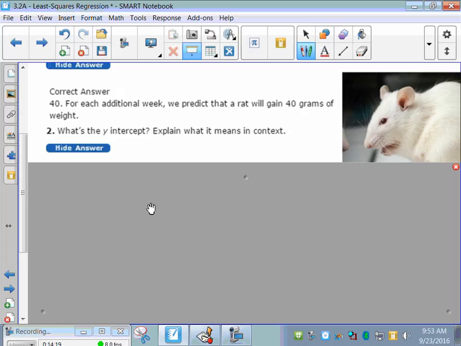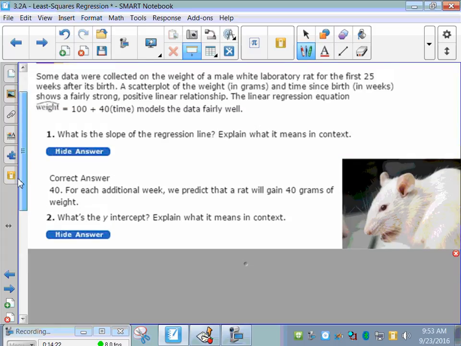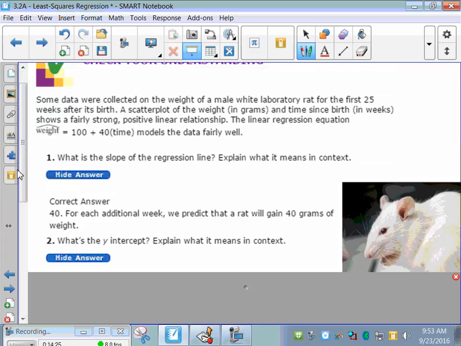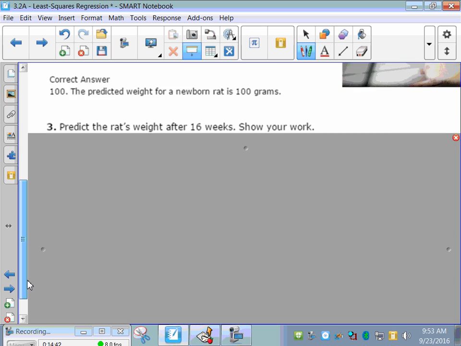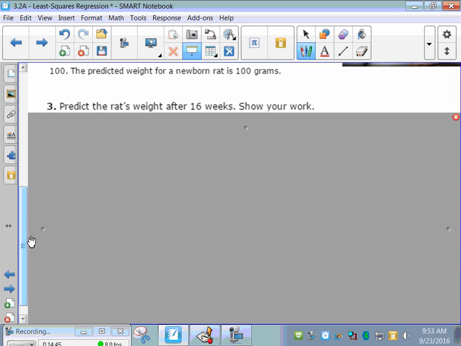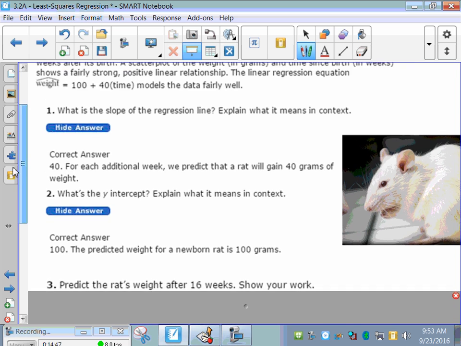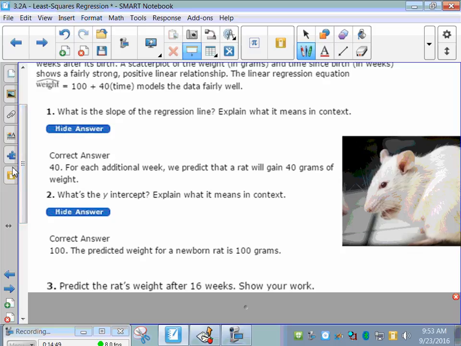What's the y-intercept? Charlie, what's the y-intercept? And explain what it means in the context of the problem. 100. Good. Yep. When it's born, it weighs 100 grams. All right. Predict the rat's weight after 16 weeks. Plug it in, you guys. After 16 weeks. Owen, you got this?